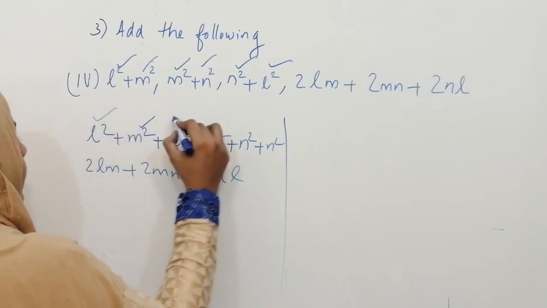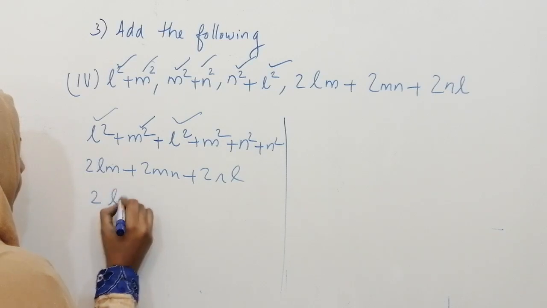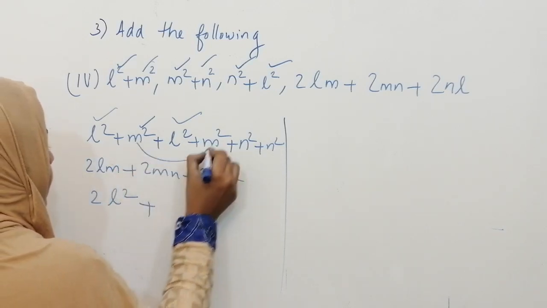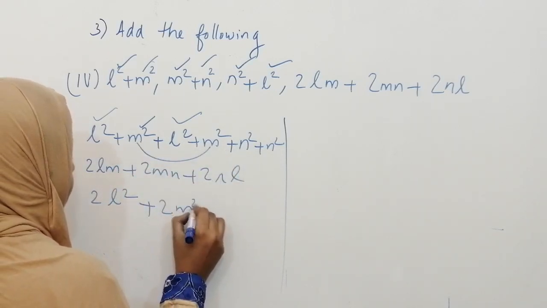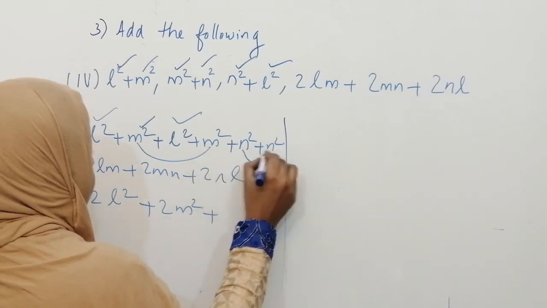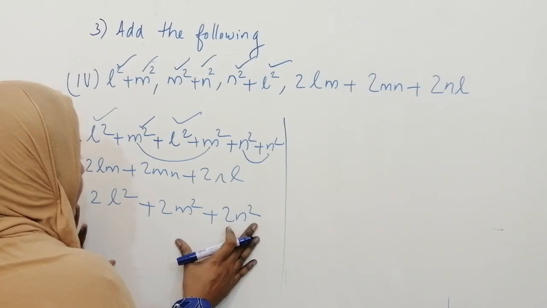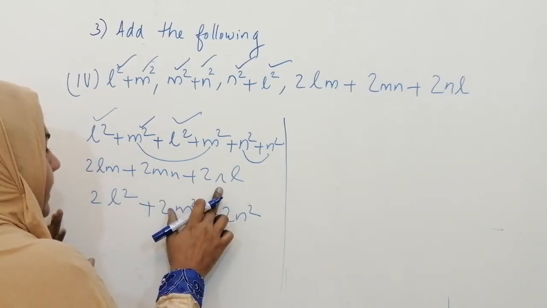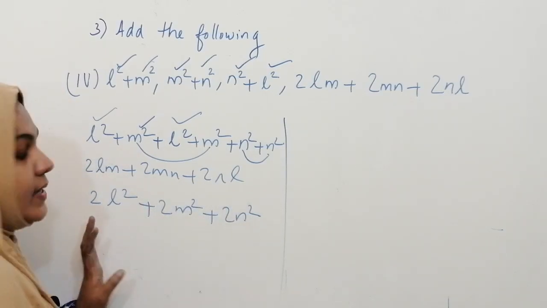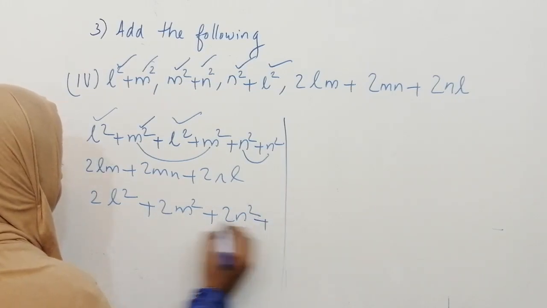So you know that L square plus L square means 2L square, and m square plus m square means 2m square. N square plus n square means 2n square. We combine all the like terms. These three terms are the unlike terms. We can't do anything here. So that means just copy here.